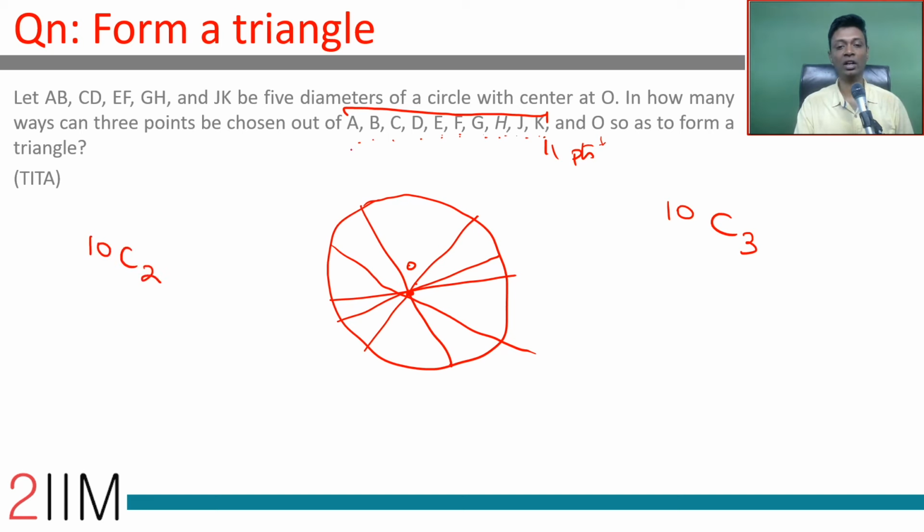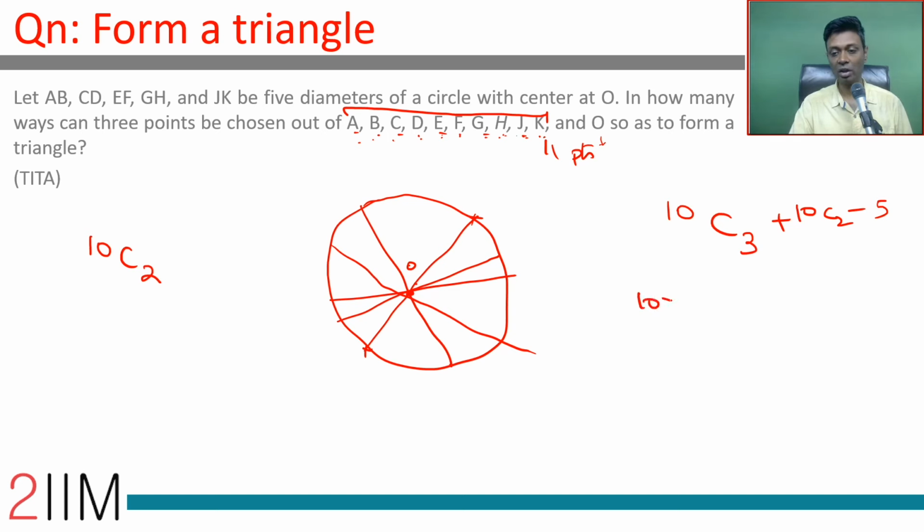However, if the 10 included AB, CD, EF, GH or JK, then we're talking about collinear points. This will not be a triangle. Those we'll have to remove. So to 10C3, add 10C2, and then from this, subtract 5, the 5 selections of AB, CD, EF, GH, and JK. AOB, COD, EOF, GOH, JOK will not be triangles. Pretty much anything else will be a triangle.